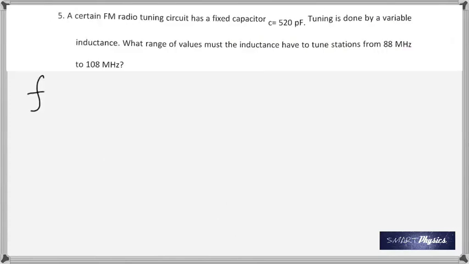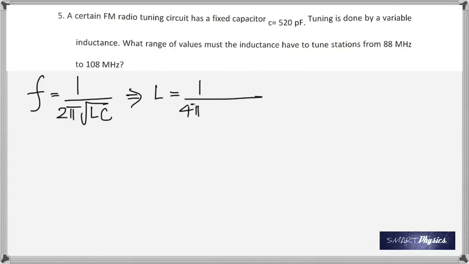A certain FM radio tuning circuit has a fixed capacitor, 520 picofarad. Tuning is done by a variable inductance. What range of values must the inductance have to tune stations from 88 megahertz to 108 megahertz? That's actually the frequency of the FM band on the radio. And so now the question is, what are the values of the inductance? We know that in an oscillator, the resonant frequency f is 1 by 2 pi square root LC. Rearrange to make L the subject, the inductance in fact, and you get this.